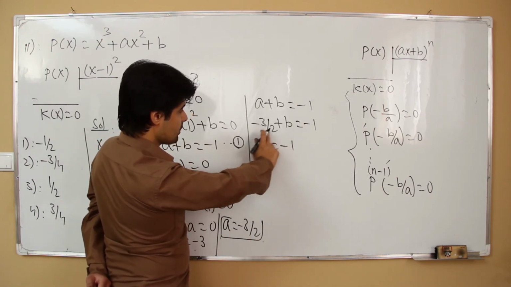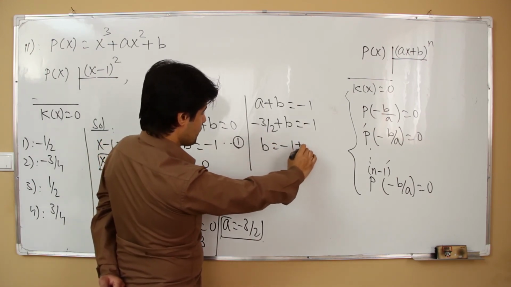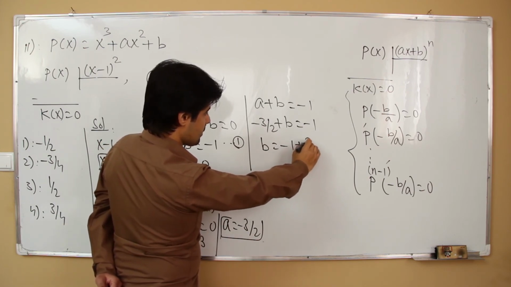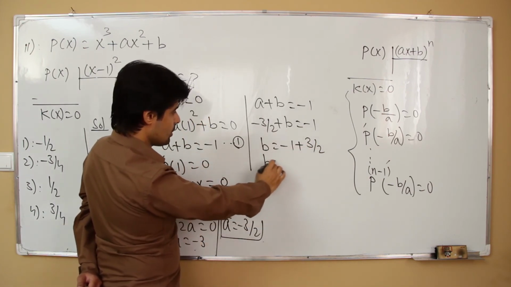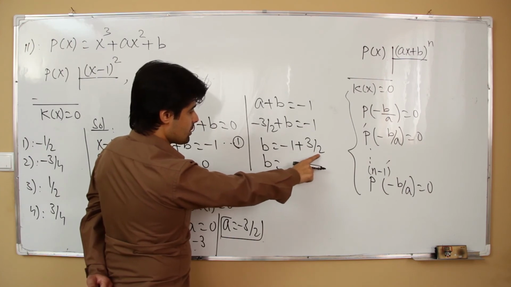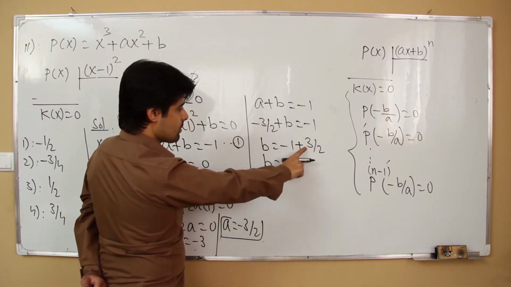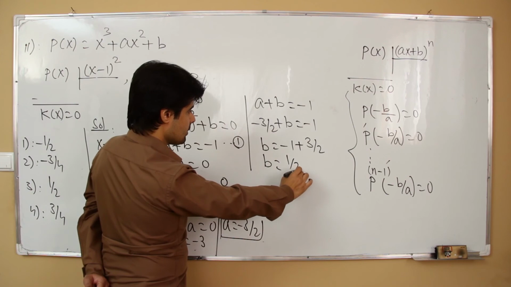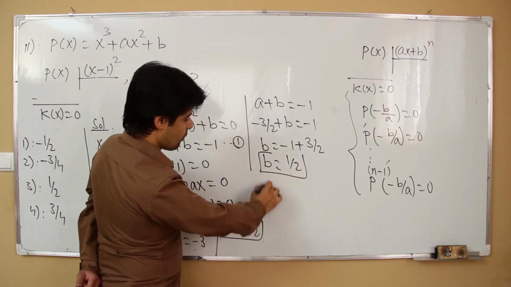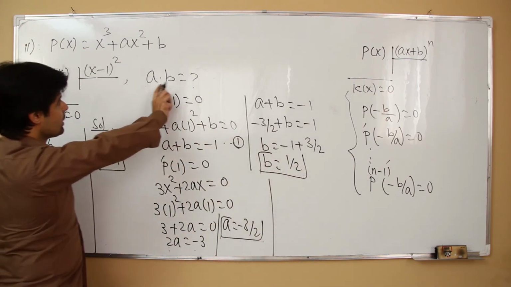Put minus 3 divided by 2 to the right side. It would be 3 divided by 2. So minus 1 with this one, it is minus 2. Minus 2 with plus 3, I think it is 1. 1 divided by 2. Now, what is the question? A times b.